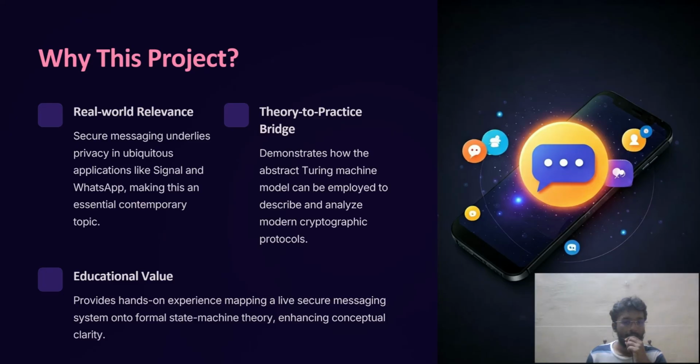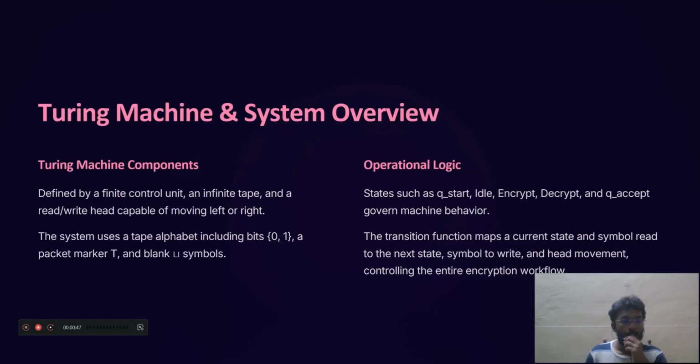So for this, we are using multiple tools in the real world, and for this example, I'm going to try to explain XOR encryption and decryption with the help of a Turing machine. So how do Turing machines work? A Turing machine, as we know, has an infinite tape and a read-write head capable of moving left or right. And I'm going to explain XOR. I'm going to have a tape alphabet of bits 0 and 1, and we'll see how it works.